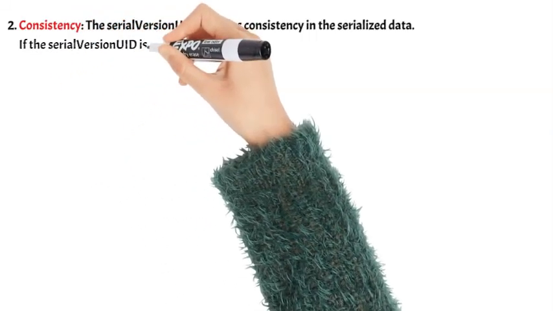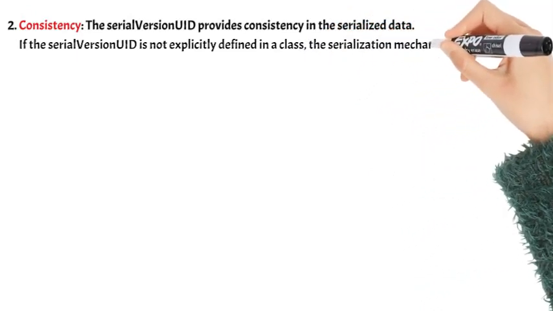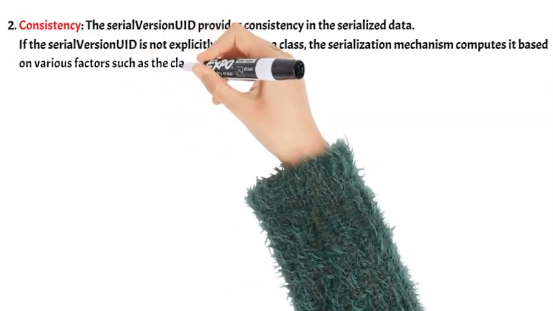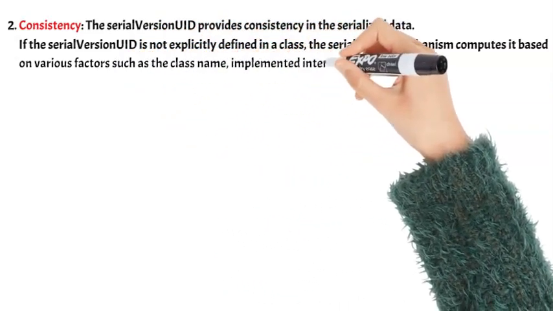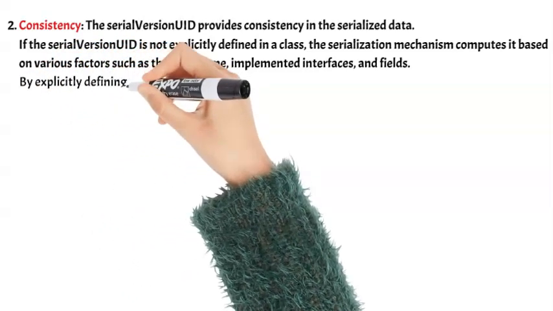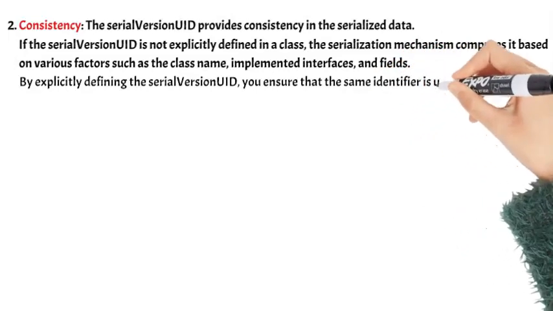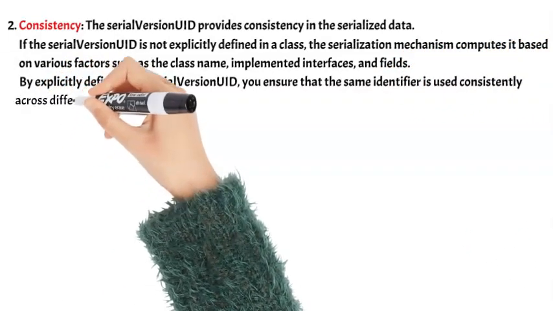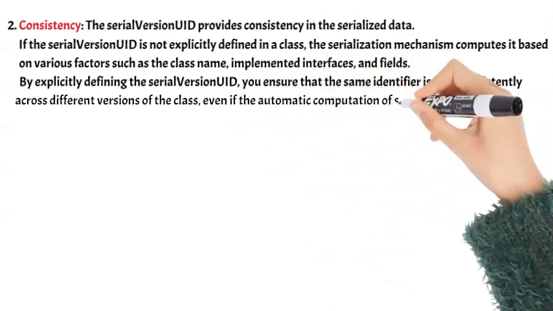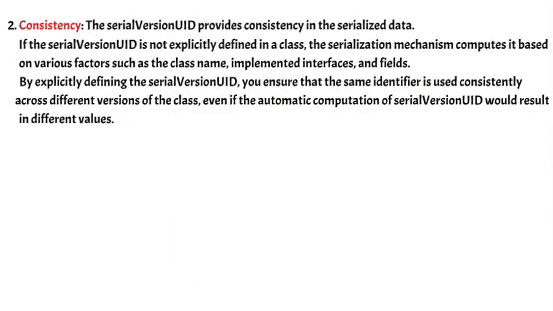2. Consistency. The serial version UID provides consistency in the serialized data. If the serial version UID is not explicitly defined in a class, the serialization mechanism computes it based on various factors such as the class name, implemented interface, and fields. By explicitly defining the serial version UID, you ensure that the same identifier is used consistently across different versions of the class, even if the automatic computation of serial version UID would result in different values.